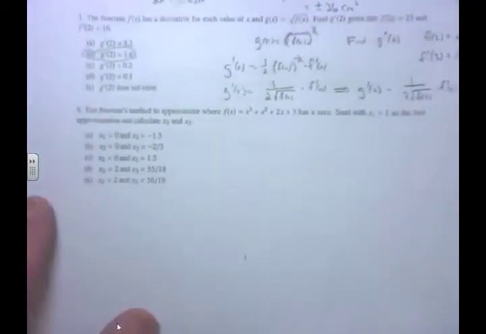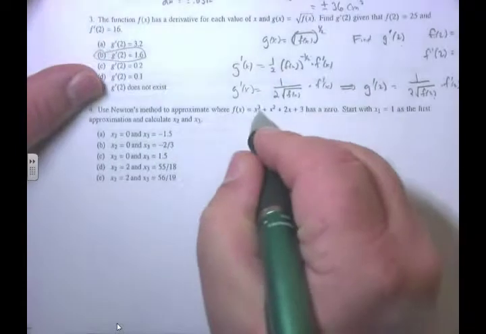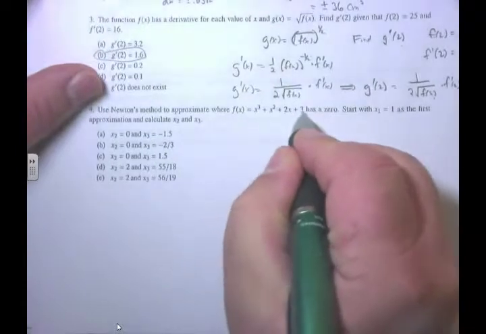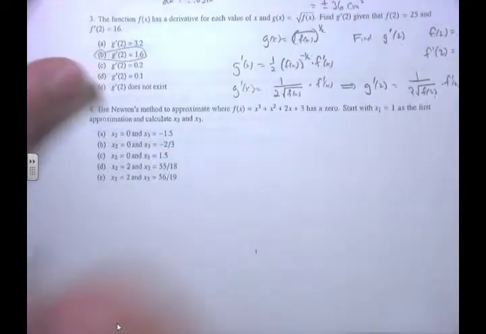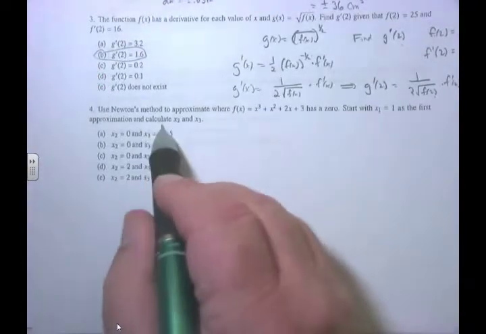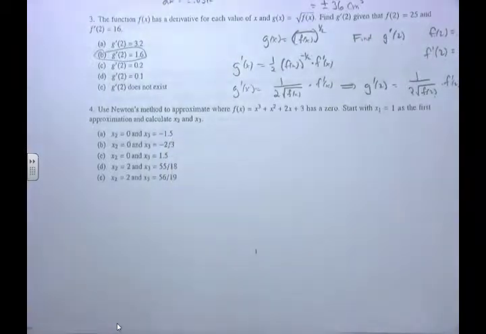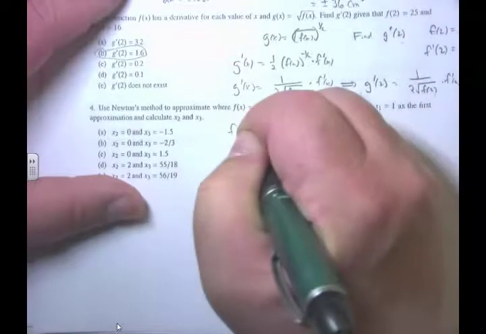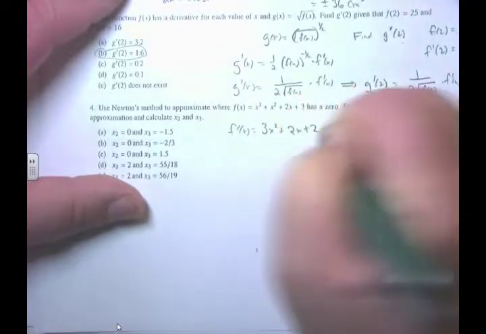Oh, another one of these Newton's method problems, right from our last material here. Use Newton's method to approximate where the function f of x, which is equal to x cubed plus x squared plus 2x plus 3, has a 0. Start with x1 equal 1 and find the next approximations, the second iteration and the third iteration, x2 and x3. Well, here's the deal. You got to have the derivative, which is 3x squared plus 2x plus 2.